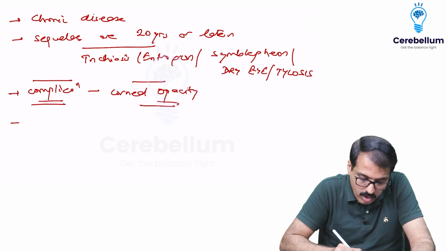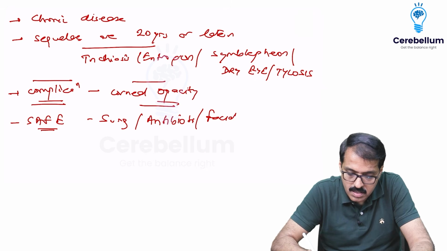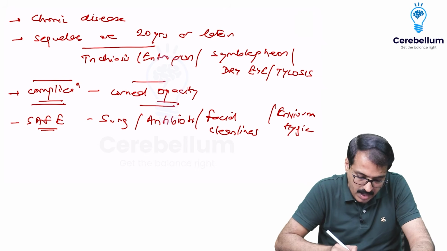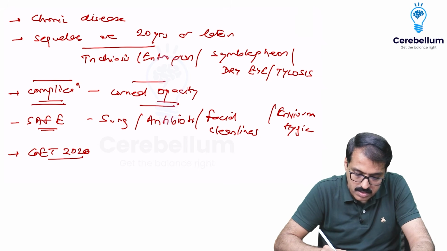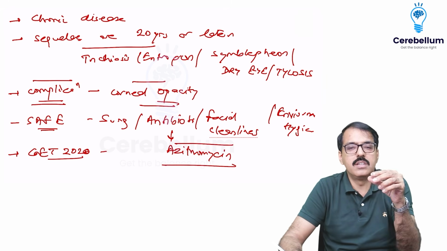Treatment of trachoma is by the SAFE strategy. S, surgery. A, antibiotic. F, facial cleanliness. And E, environmental hygiene. WHO has given GET 2020, the global elimination of trachoma. The antibiotic of choice is azithromycin. This is the drug of choice. So this is trachoma.